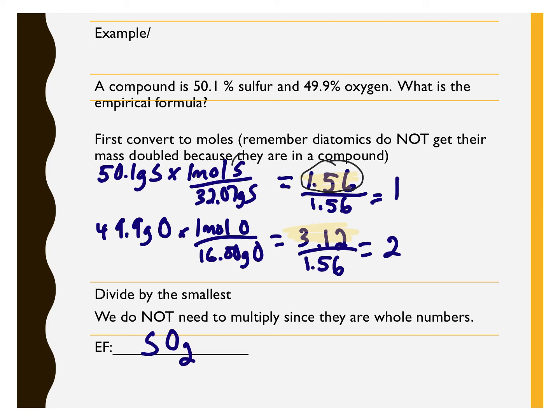So now I know this is S, and its subscript is 1. This is O, and its subscript is 2. So S gets a 1 and O gets a 2. Right down here, your empirical formula is SO2.